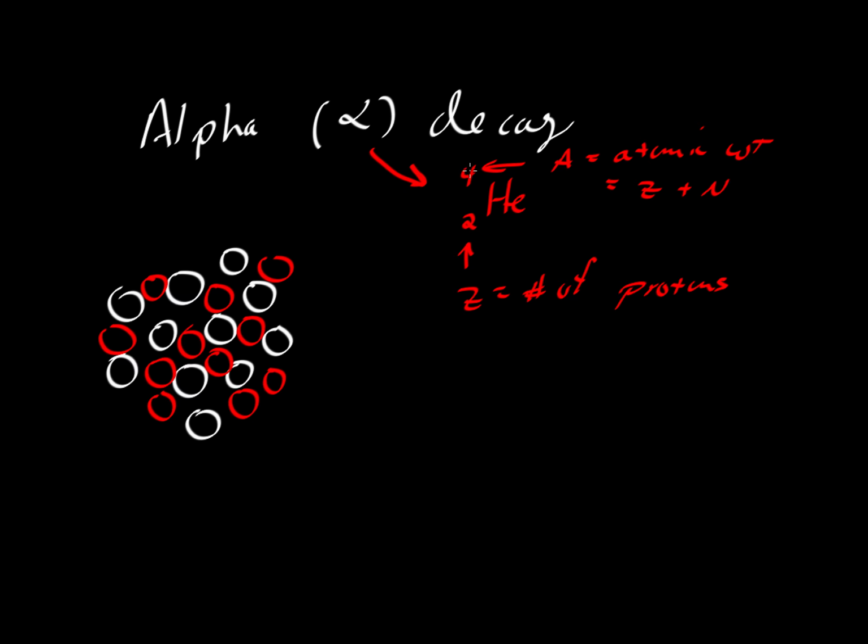So if we have a total of 4 particles, that gives us an atomic weight of 4. And with 2 protons, we must also have 2 neutrons in the nucleus. So that's an alpha particle.